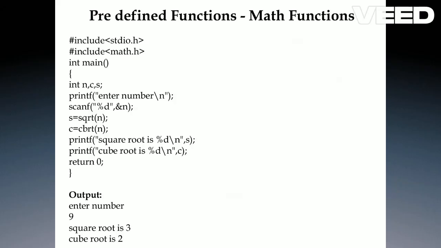And this is another example of using predefined functions, computing the square root and cube root. For computing the square root and cube root mathematical operations, we have to include the math.h header file. For computing the square root, the built-in function is sqrt, and for the cube root, cbrt.